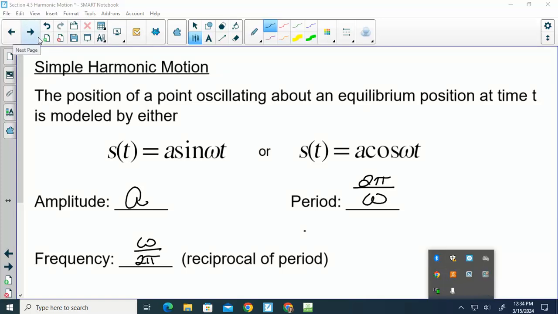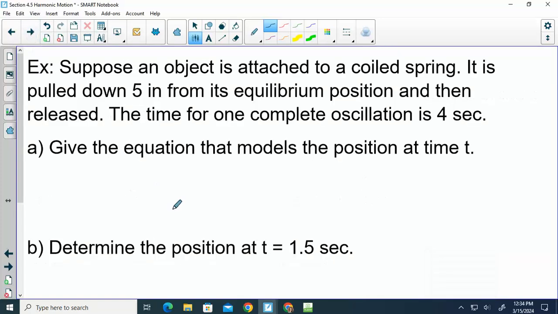So now we're just going to jump in with examples. Suppose we have an object that's attached to a spring. It's pulled down 5 inches from its equilibrium and then released. The time for one oscillation is 4 seconds. So I took my spring, I pulled it down, and I let go. Does that make the amplitude 5? We want an equation that would model my position.